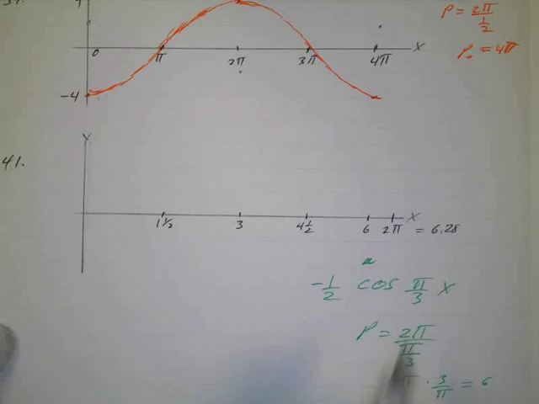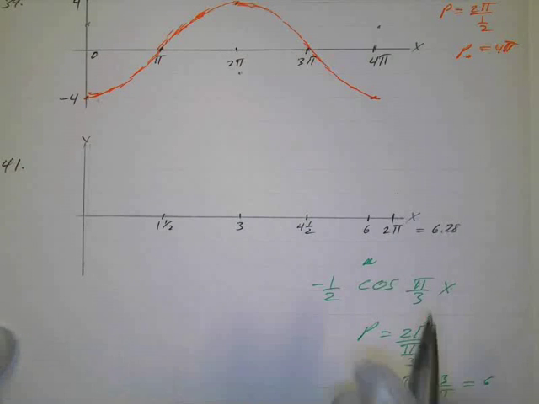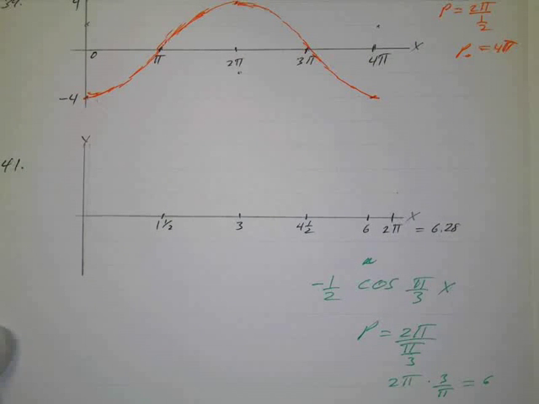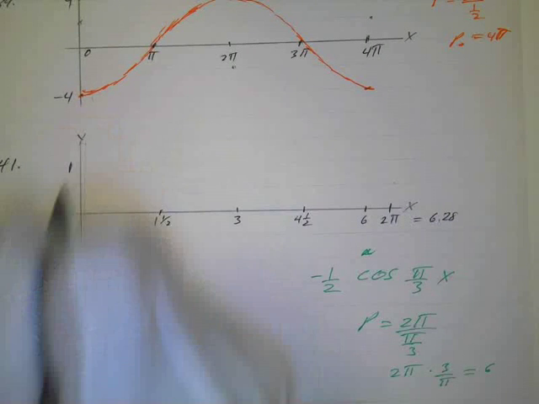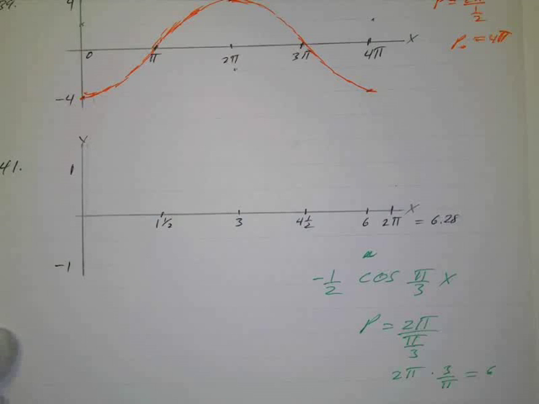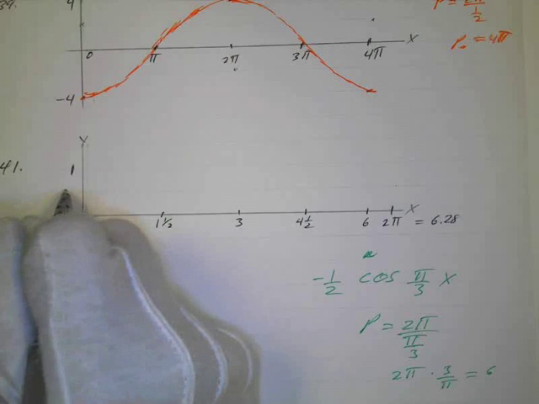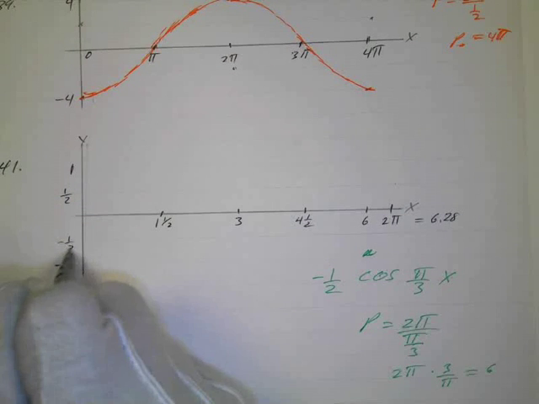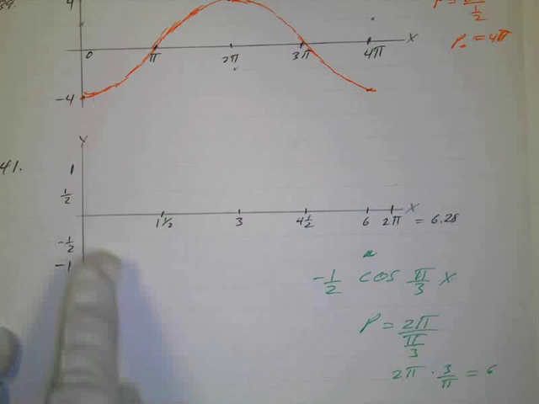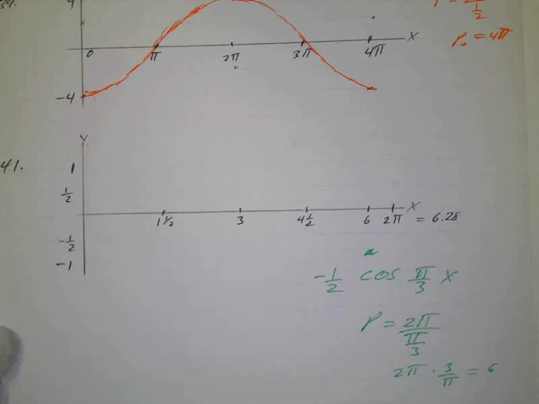I hope they're kind of even. And there's your 2 pi. So something like that. Now I'm going to call this 1 because I have a half. So this would be 1, and this would be -1, and this would be 1/2 and -1/2. But I've got my 4 subdivisions here, so I can put my points in.